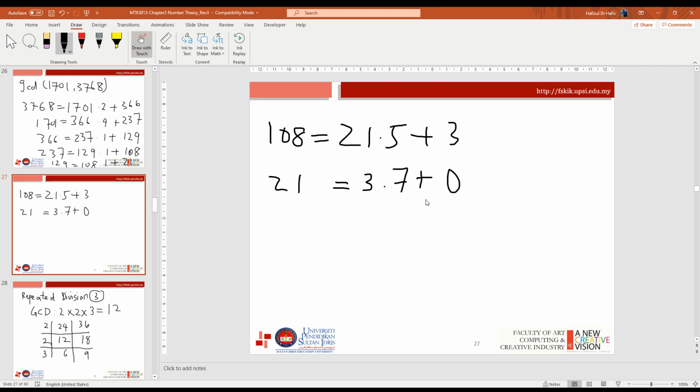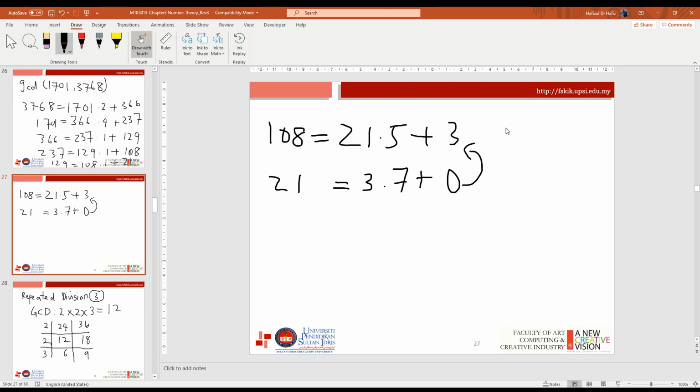Looking back, we have the remainder 3. We have the common divisor of our two numbers. The greatest common divisor of 1701 and 3768 is the number 3. So, don't forget to do this exercise.